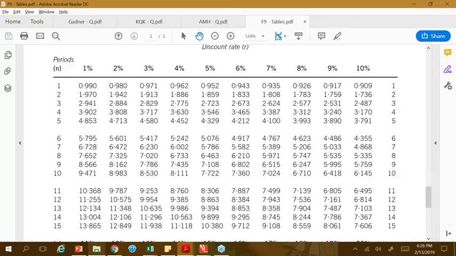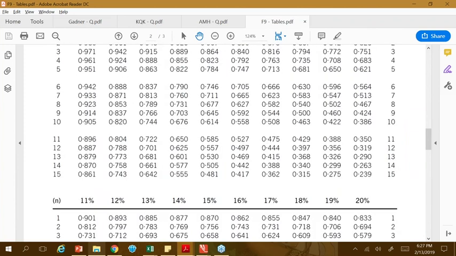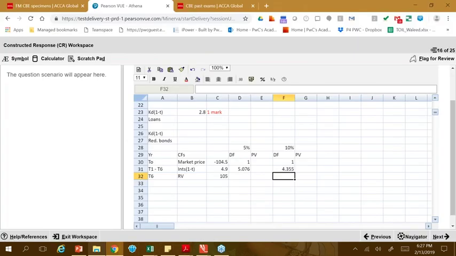Then going into the PV table, 5% for the 6th year, which is 0.746. And the 10% for the 6th year, which is 0.564.